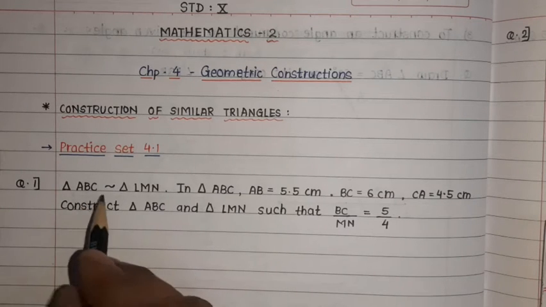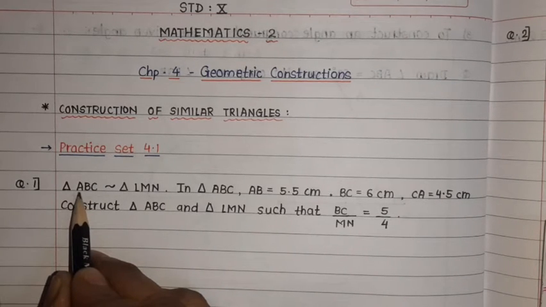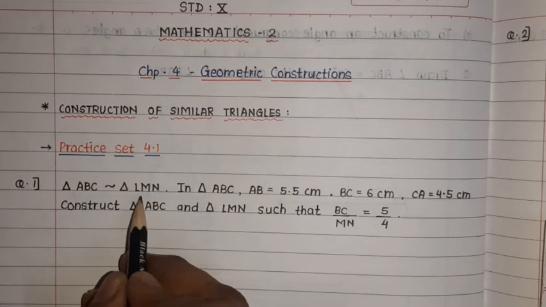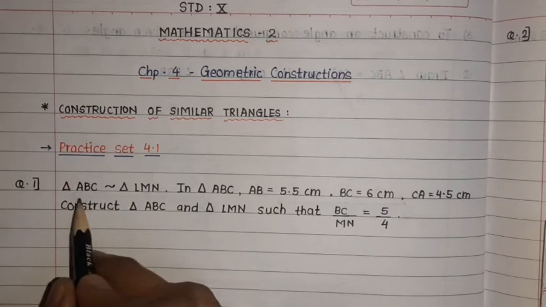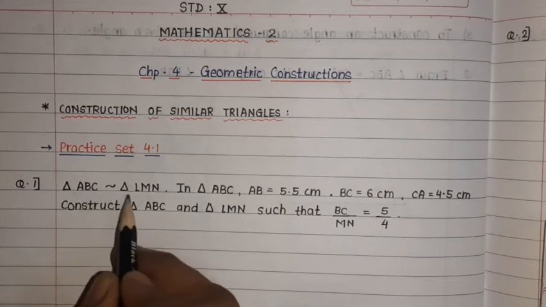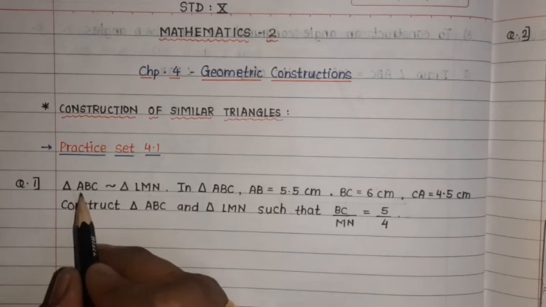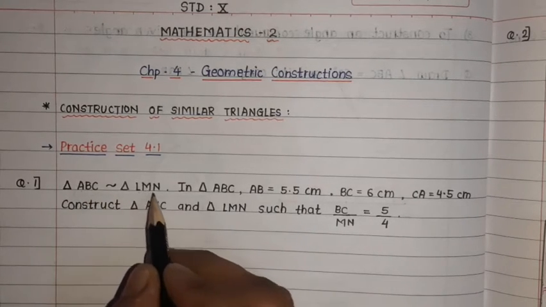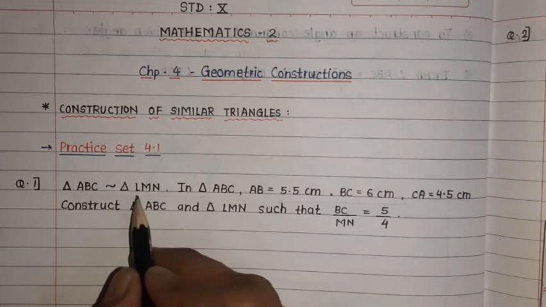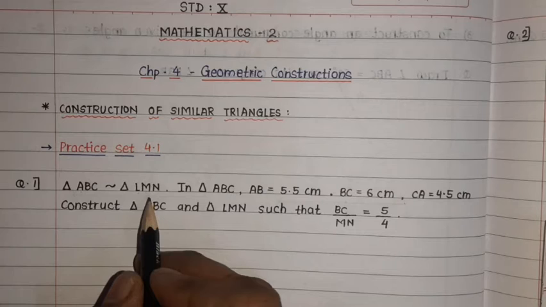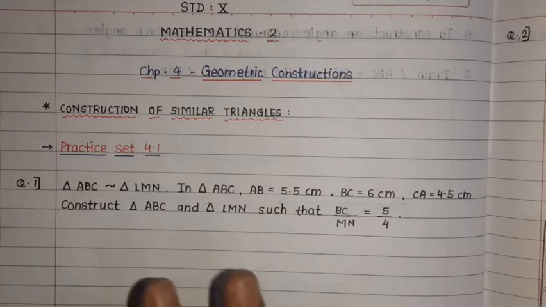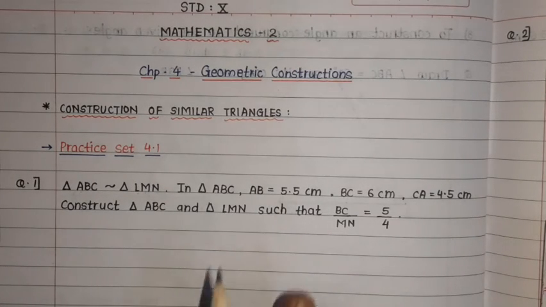Now this is one type of construction of similar triangles. Triangle ABC and triangle LMN. First of all, we have to observe the names of the triangles. If we observe the vertices of the triangles, they are A, B and C, and here L, M and N. No vertex is common in both triangles. Therefore, this is one type of construction. Just now I told you that. Therefore, we start with practice set 4.1 question number one.